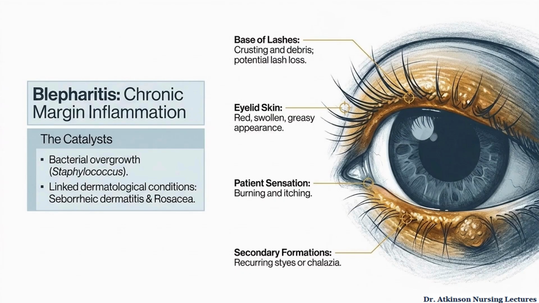A stye is an acute infection of a lid gland. A chalazion is the chronic granulomatous response that can develop afterward. When a patient tells you they keep getting styes, chronic blepharitis is almost always the root cause. You're not just treating the stye, you're treating the underlying eyelid margin disease.